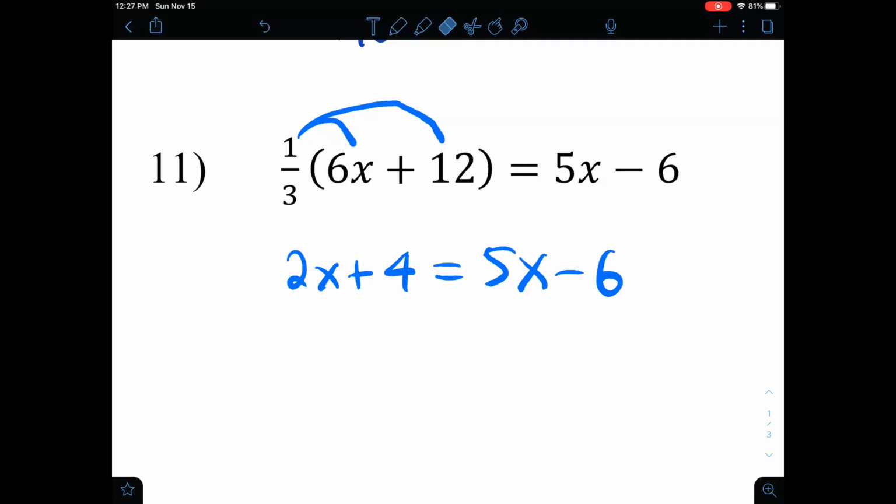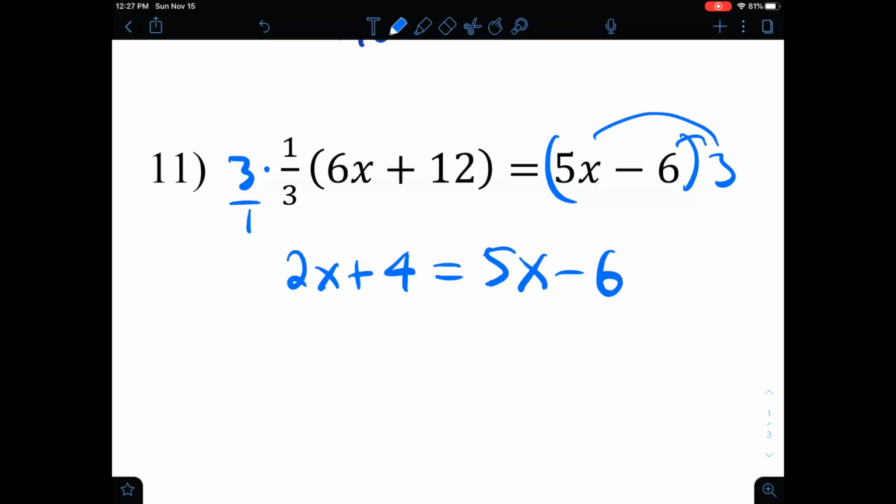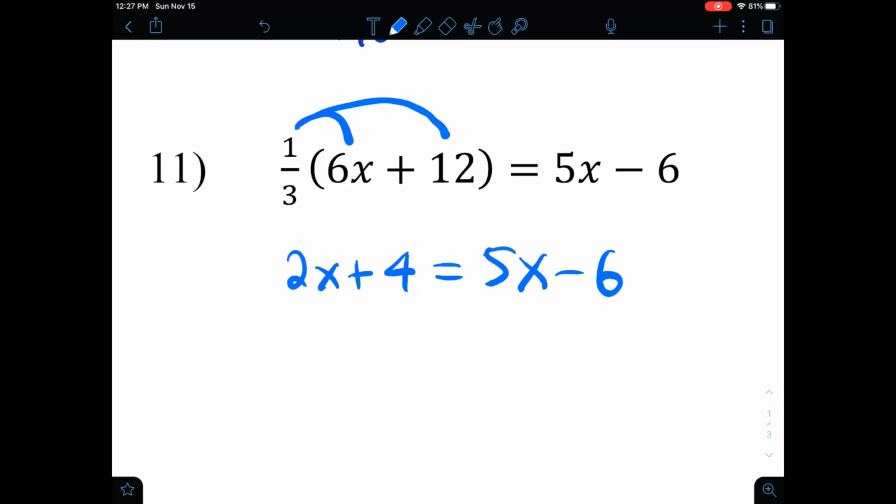Another thing you could do instead of distributing is multiply both sides by 3, and then distribute the 3 to both of these. That's how we get rid of multiplying by a fraction. We multiply by the reciprocal, 3/1, right? So in this case, it would work either way. I can show you both ways. Why don't we just do it both ways? Why not? It makes sense. So we're going to do it the way this is. The first way we're doing here is we distributed, which is good.